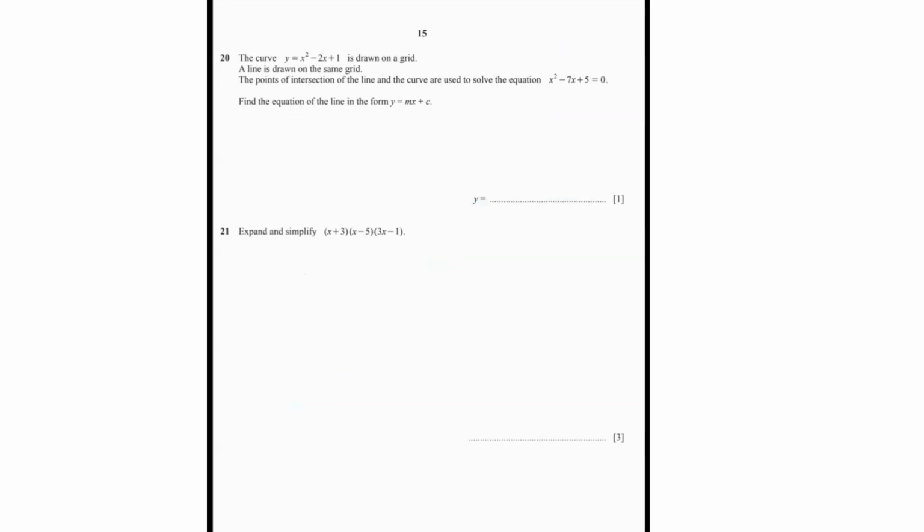Okay, so explain a bit. A lot of explanation for 1 mark. So I have a curve. This is y equals x squared minus 2x plus 1. And I have a line that intersects the curve. Okay, and 2 points intersect.